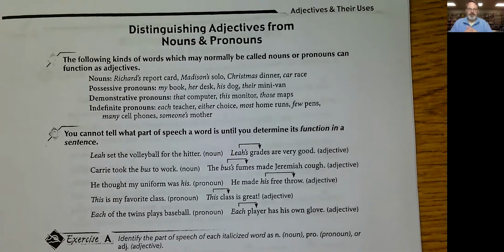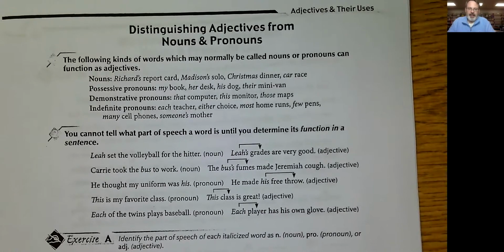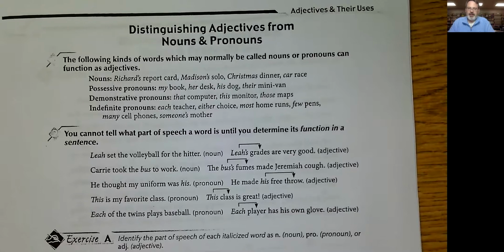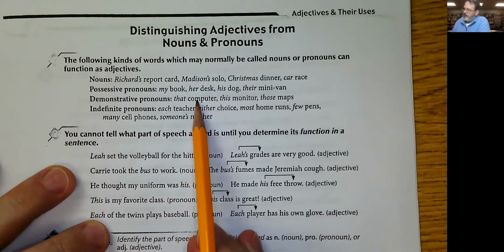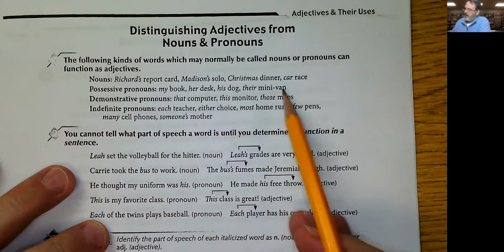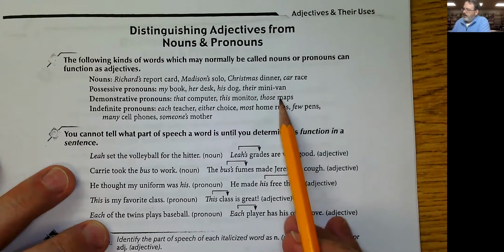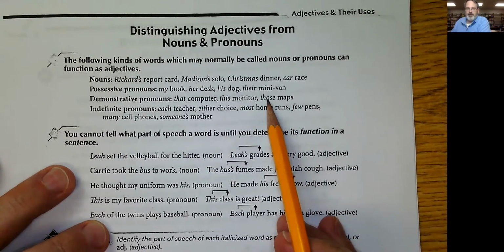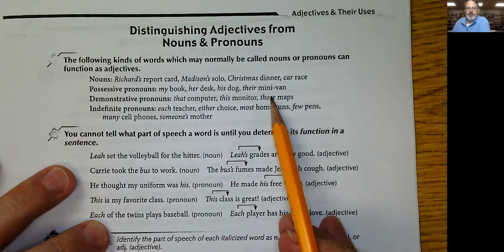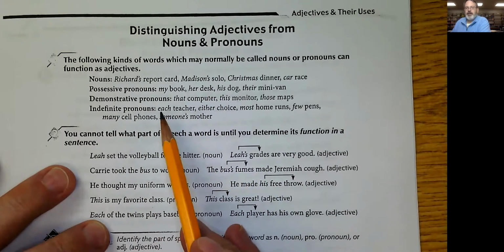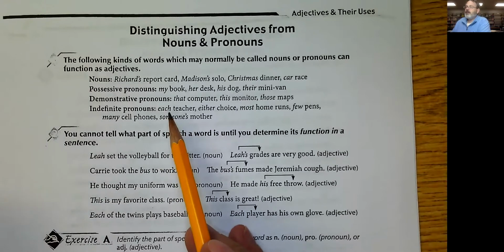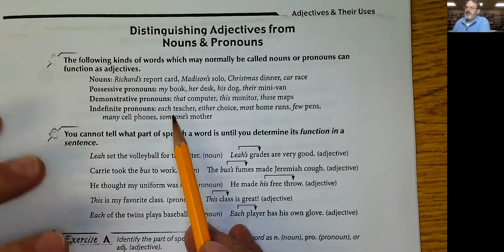Those are demonstrative pronouns. And so this, that, these, and those are, in this example, describing a computer. Whose computer? That computer. Whose monitor? This monitor. Which maps? Those maps. Which one? What kind? How many? How much? And whose? Okay. And then indefinite pronouns. These are the ones where we're not sure which ones necessarily we're talking about.